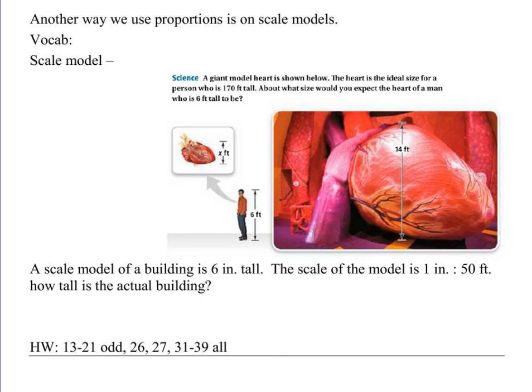Another way to use proportion is on scale models. A scale model now, instead of a scale drawing, is just a model that is an exact replica. That is exact but smaller. Or maybe a scale model of an atom would be exact but much larger, so that we can actually work with the thing. So we have a giant model heart. This is a picture of a giant model heart. If you were to stand here, you'd be about that tall probably. It's 14 feet tall. The heart is the ideal size for a person who is 170 feet tall.